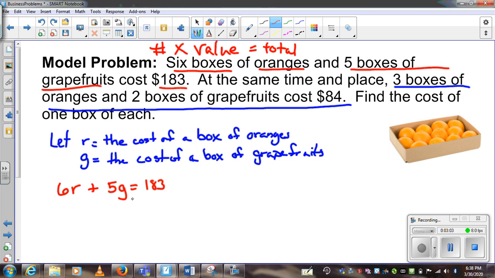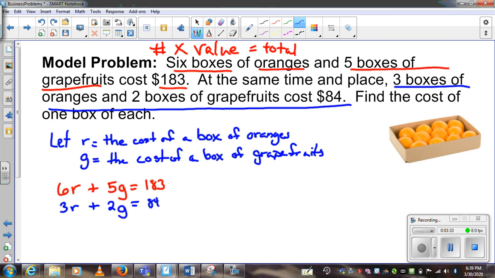Okay, let's try the same thing with the blue. We have 3 boxes of oranges. So that's 3 boxes times the price of a box of oranges, so that's 3R, plus 2 boxes of grapefruits, so that's 2 boxes at the price of G, equals 84. So again, number times value is total amount. So money plus money equals money.